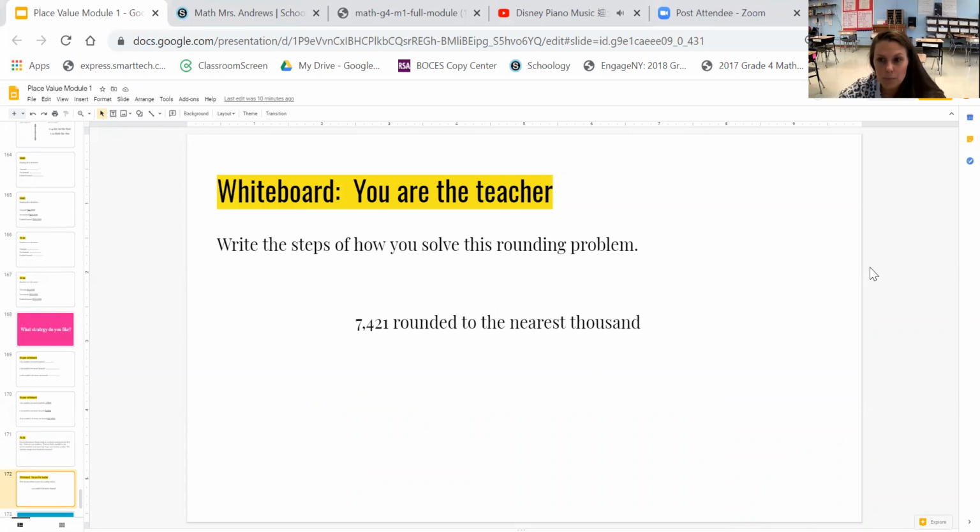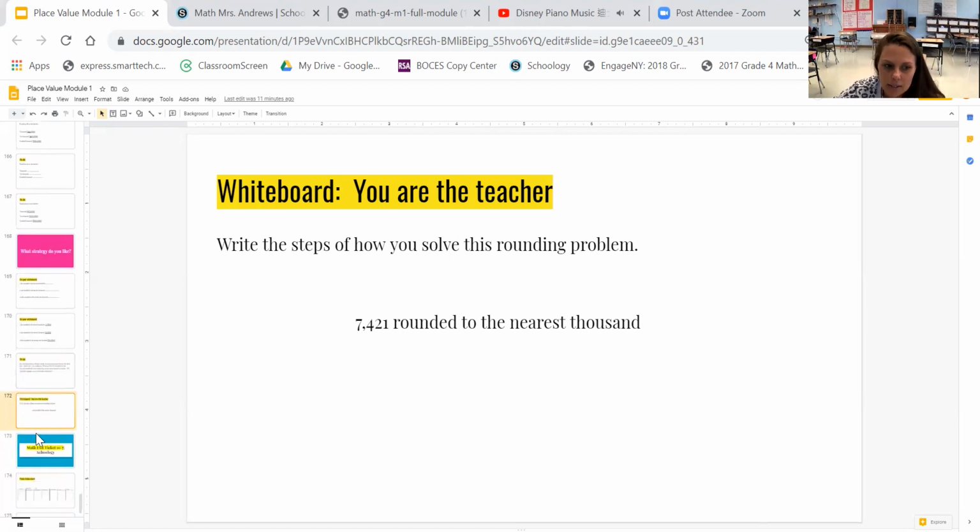I want you to tell me how to solve this. So if you want to solve it first, just to kind of get your brain thinking of how you did, I want you to think that you're the teacher. So I want you on your whiteboard to write out the steps of how to solve this number. The number is 2,421 rounded to the nearest thousand. So take a minute on your whiteboard. How do I round this? If you were the teacher teaching me, how would you teach me to round this number to the nearest thousand? Go ahead, pause your video, write this out, and then show your homeroom teacher.